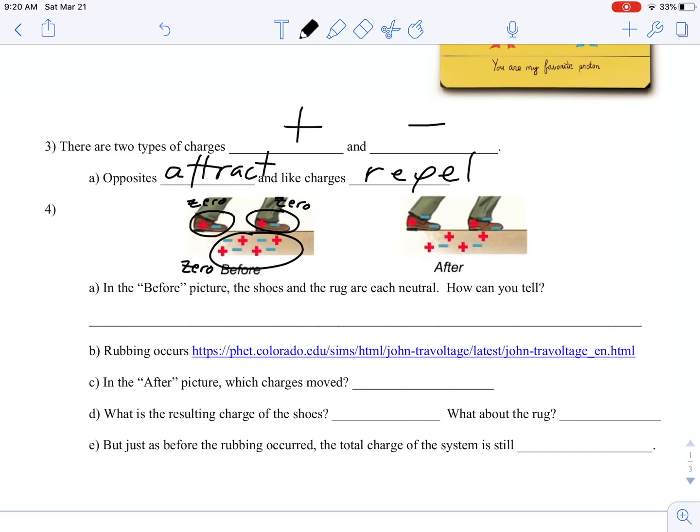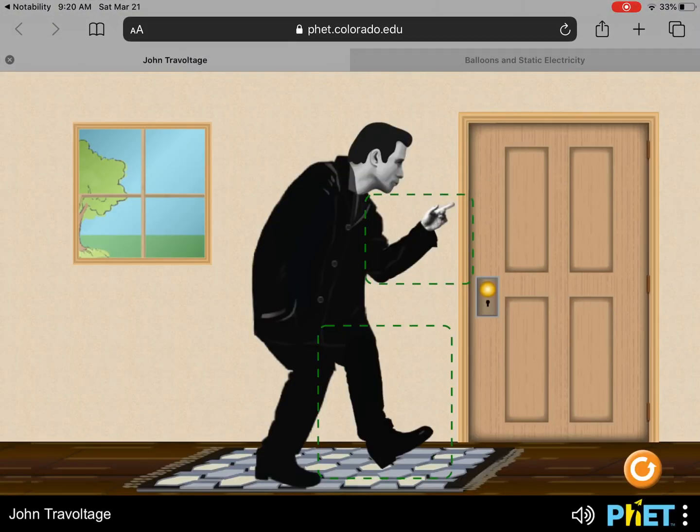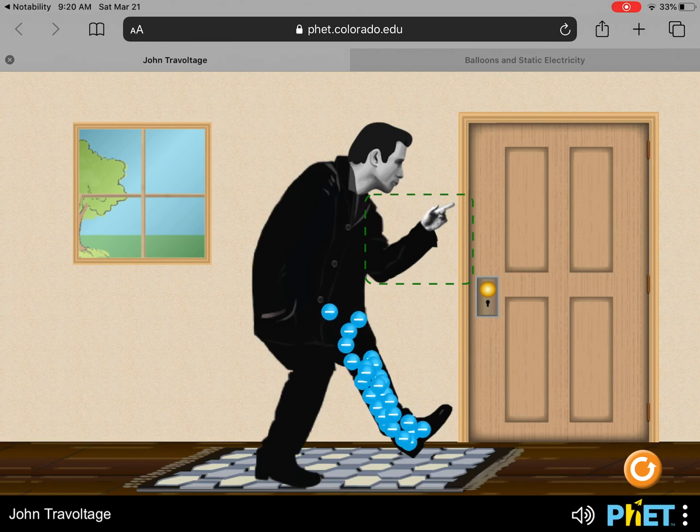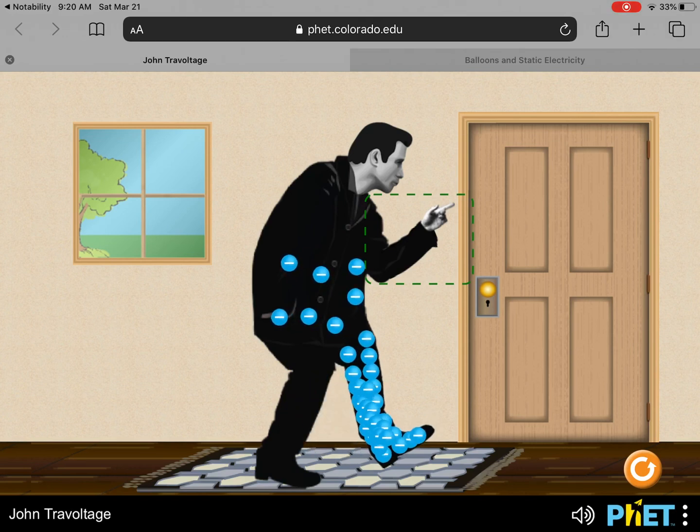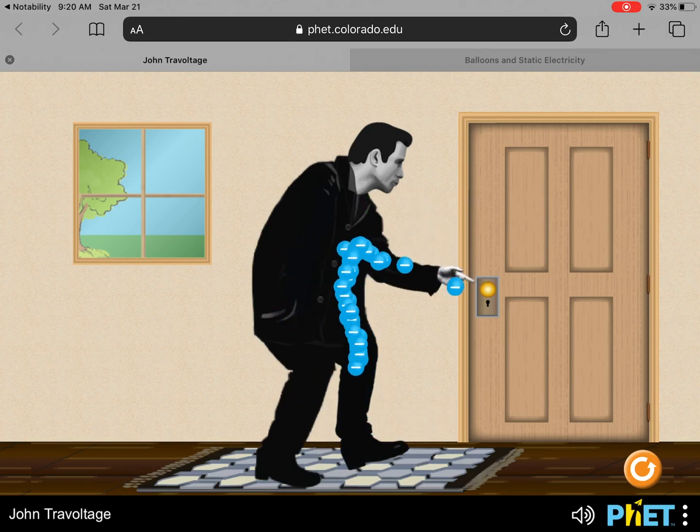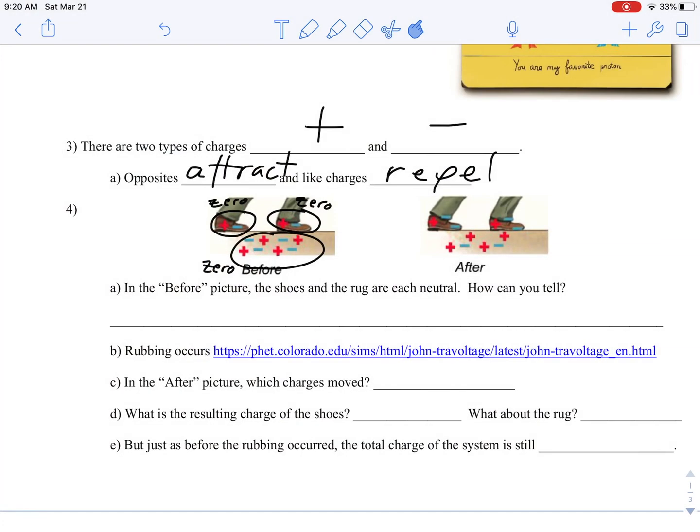Now, I included a little simulation for you guys from PhET. It's a pretty well-known one. We'll check it out to show this idea of what happens when you rub your feet on the carpet. This is called John Travoltage. It's one of the better known, one of the original PhET simulations. So what you can do is rub John Travolta's foot on the carpet, and notice how he's gaining electrons. You don't see any movement of protons here. That's the important idea. And then ouch, he can shock himself. You can play with that simulation a little bit just to check it out. It's a little fun to play with.